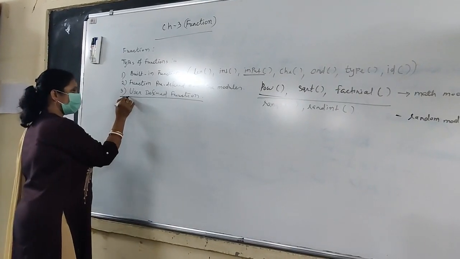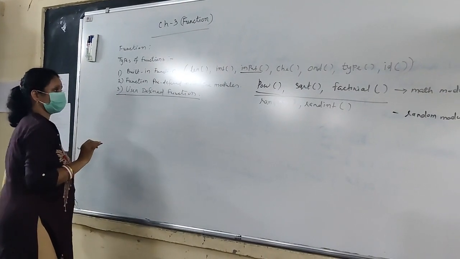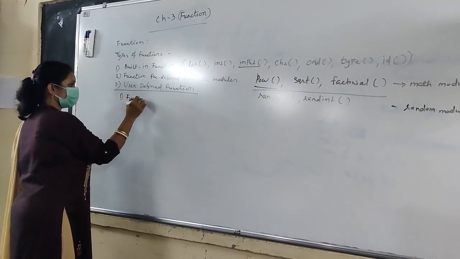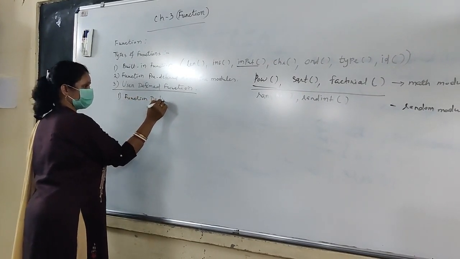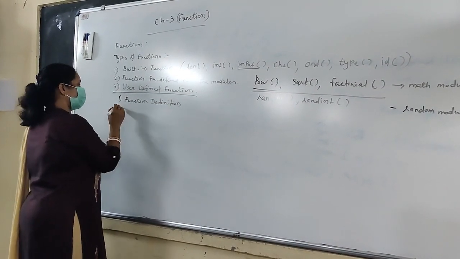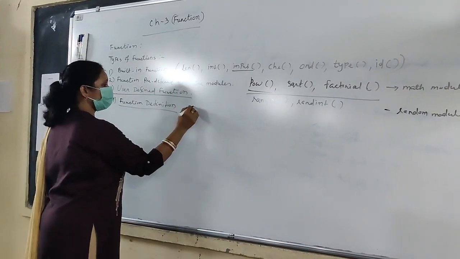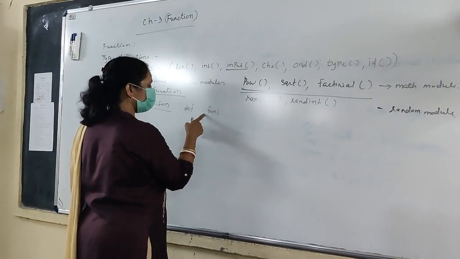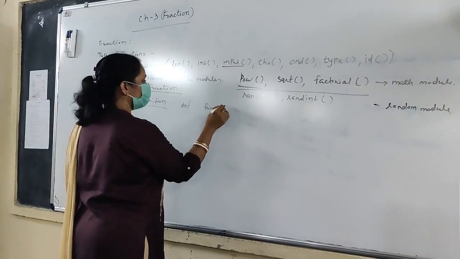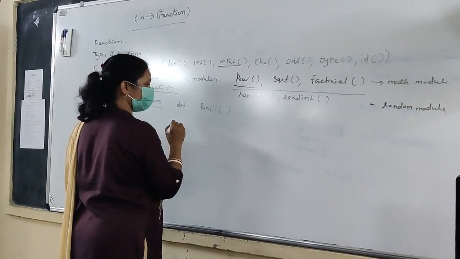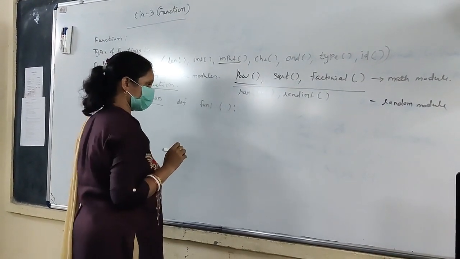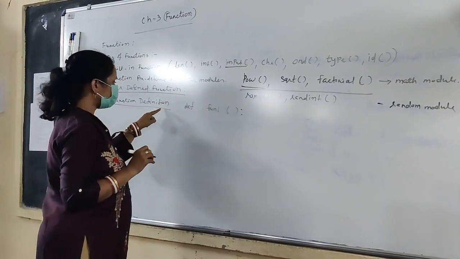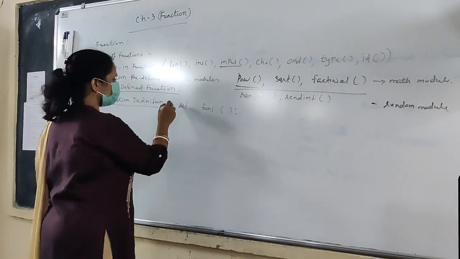What are the main parts of a user-defined function? There are three parts. First one is the function definition part. Here we have to use the def keyword. After that the function name, here I am giving the function name as fun1. Next parenthesis start, parenthesis close. After that we have to put a colon sign. So this is the function header.